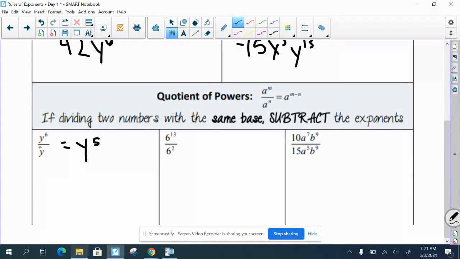I like to also think about it as reducing, like if I have one y down here, then I'm going to only have 5 y's up here. So this would be 6 to the 11th power. This one, if the coefficients don't divide evenly, then you would keep it as a fraction. So here I'm going to have 10 over 15 would be 2/3, and then if I have 5 a's down here and 7 a's up here, then I'm only going to have 2 a's up in the numerator left over, so a to the 2nd, and then my b's cancel. So it's really just 2/3 a to the 2nd for that one.